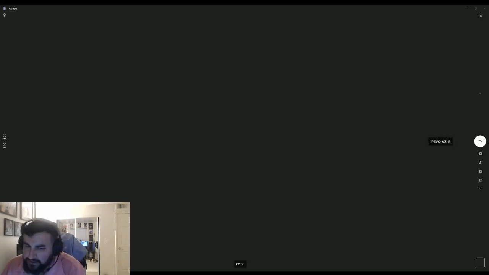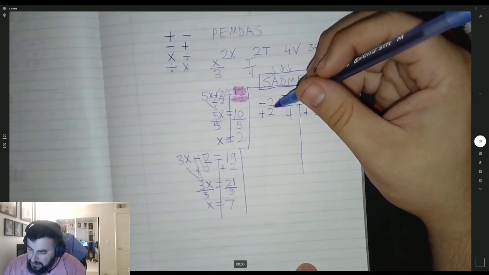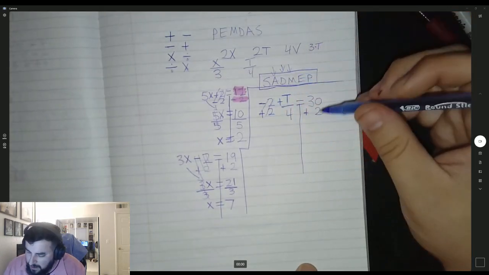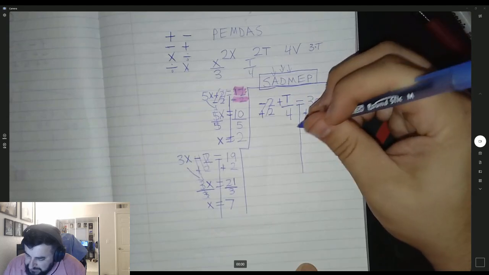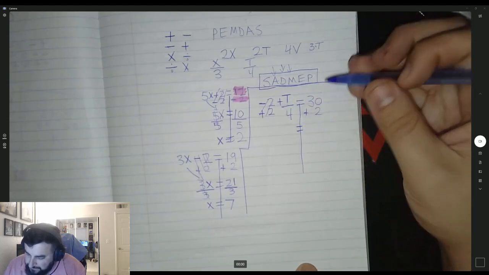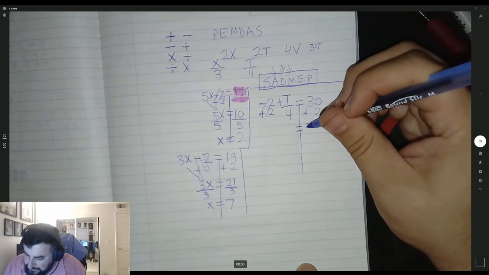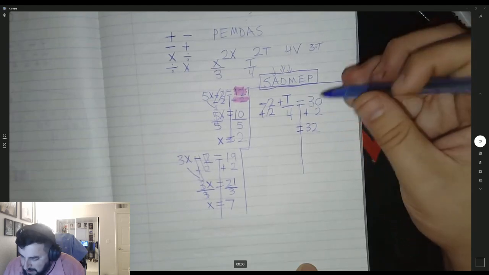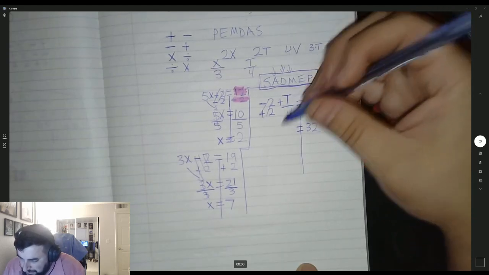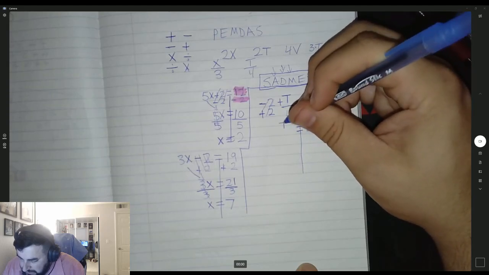So negative 2 and a positive 2, that's going to do what? It's going to cancel out because that's 0. And now I'm going to put my equal sign. Don't forget your equal sign. 30 plus 2 gives you 32. Okay, we're on the right track. And did this change? Nope. And that's a letter T over 4.